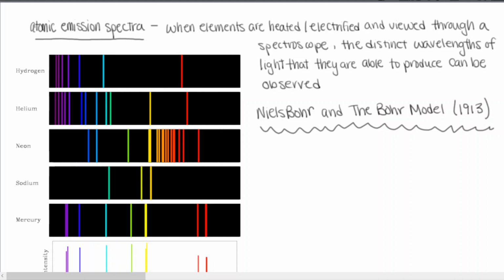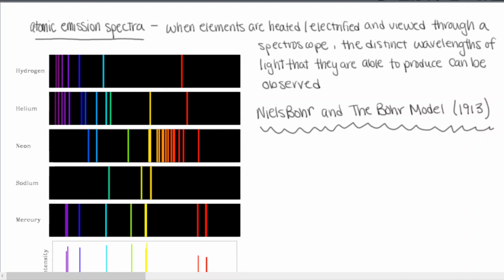So that's kind of interesting, right? Different elements are producing different colors of light. So much so that they're actually considered to be like unique fingerprints for the elements. These fingerprints are called atomic emission spectra, and they were first observed in 1913 by Niels Bohr.